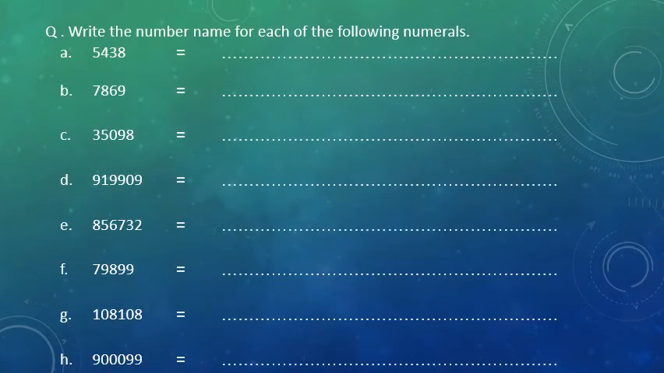Now solve these questions. Write the number name for each of the following numerals. Here numerals are given and you have to write the number name. What is the first number? 5,438. So can you write it in number name? Then try to write all these numbers in number names. Pause the video, note down in your notebook and try to solve it.